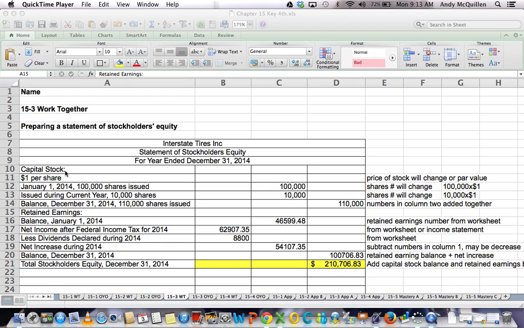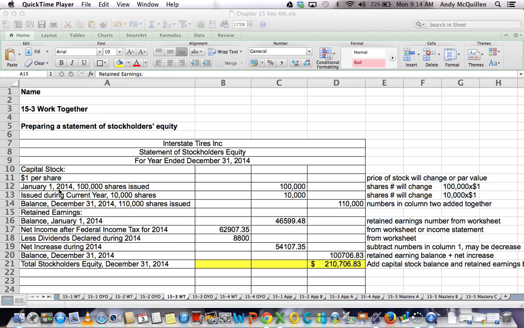Next line is capital stock. There is no number associated with that. On the next line, again, there are no numbers associated with it. This is the dollar per share, and in this situation, it is $1 per share, and that's all you type in there.